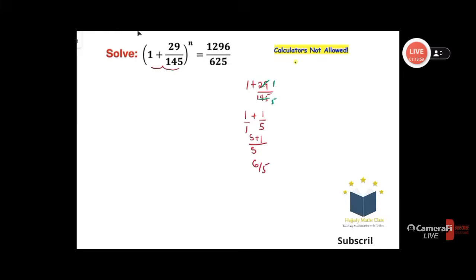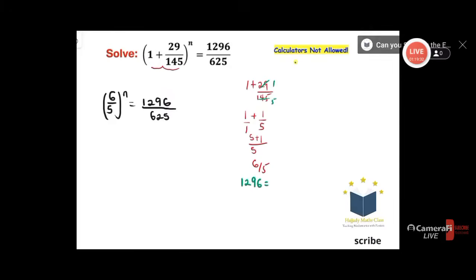So replacing that with this, and writing our question, we have 6 over 5 to the power of n equals 1296 over 625. So now going to the left hand side, I have that 1296 is the same thing as saying 6 to the power of 4. Also 625 is the same as saying 5 to the power of 4.